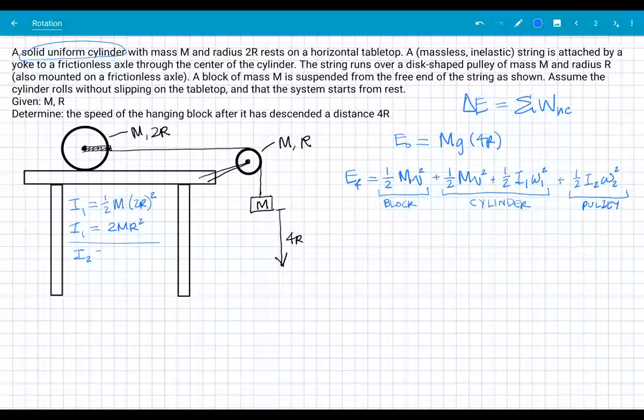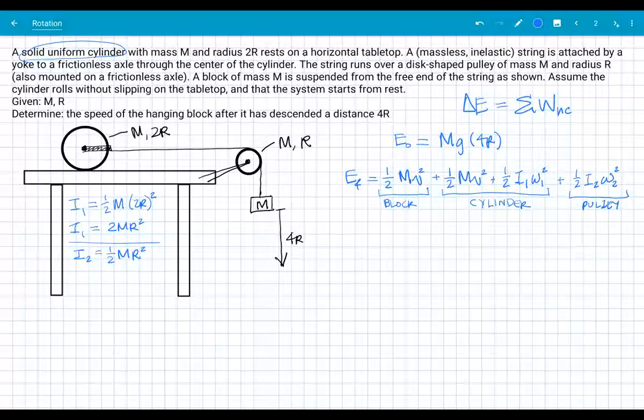So I2 is 1/2 mr squared. So 1/2 the mass of the pulley is m, the radius of the pulley is r. That turned out pretty simple there. So now I can sub in values for I1 and I2 just by using the table.